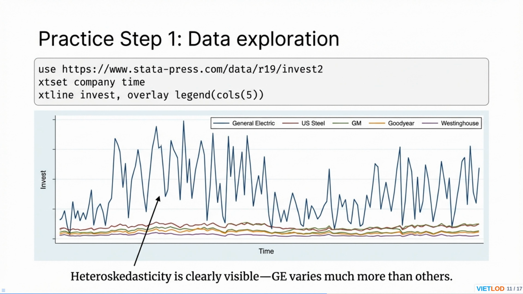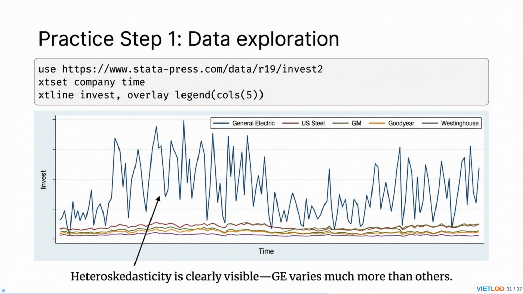We begin our practical application by exploring the data from Stata Press, specifically the invest2 dataset. First, we load the data and formally declare its panel structure using the xtset company time command. A fundamental first step in any panel data analysis is always data visualization. We employ the xtline command to generate a time series plot for the investment variable across each company. This visual inspection immediately highlights a critical characteristic of our data.